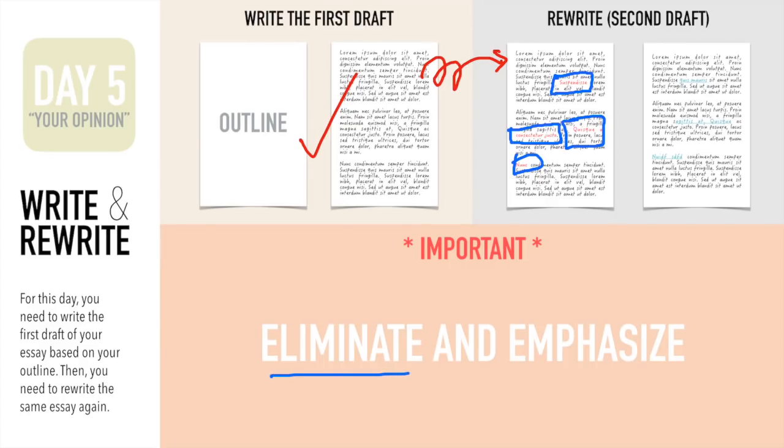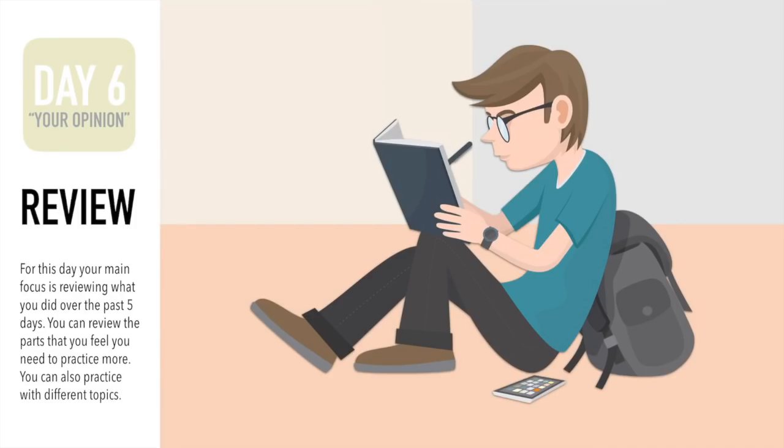Eliminate and emphasize. Maybe there's a word that you want to say a different way, so you change it on this side. Or maybe you feel like one point of your paper was going a little bit into too much detail and you wanted to take it out. That's why you rewrite. And when you rewrite, it makes you have a better paper. Now, for time, we're going to keep going to save time. Day 6, review. For this day, your main focus is reviewing what you did over the past 5 days. You can review the parts that you feel you need to practice more, and you can also practice with different topics. So it's up to you how you want to review on this day.